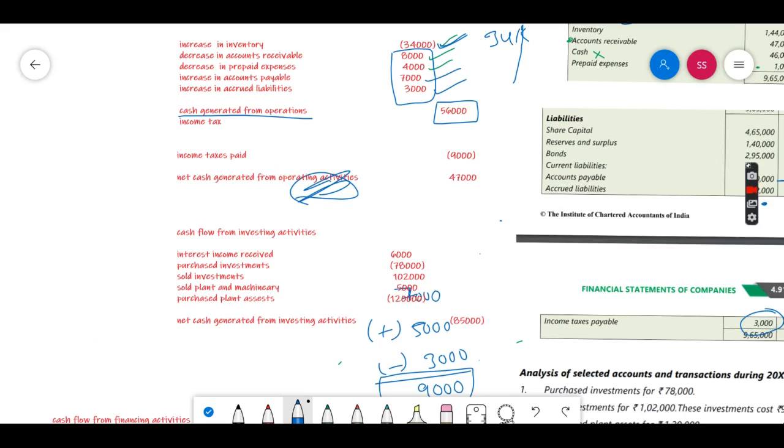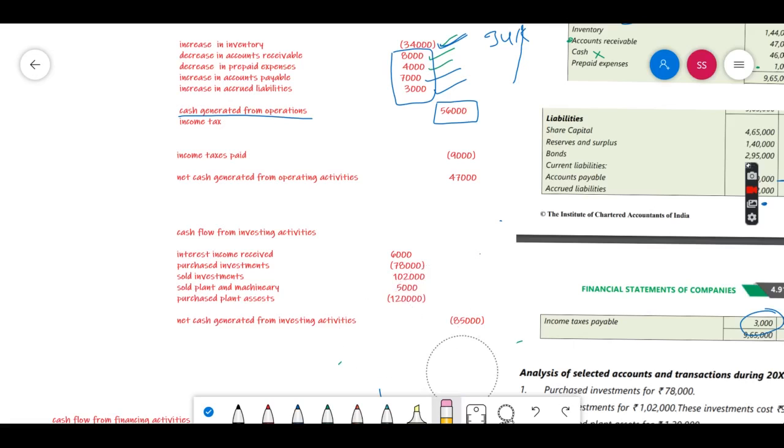Okay, let's do the cash flow statement from the operating activities to investing activities. We just finished operating activities, which we got as 47,000, and let's finish the investing activities also. Just hold on, it's a little bit slow.